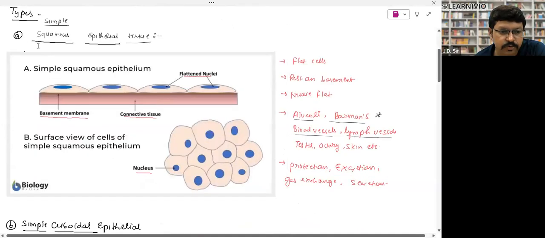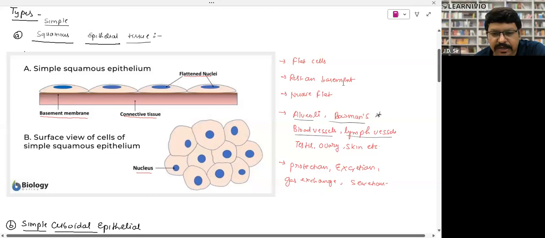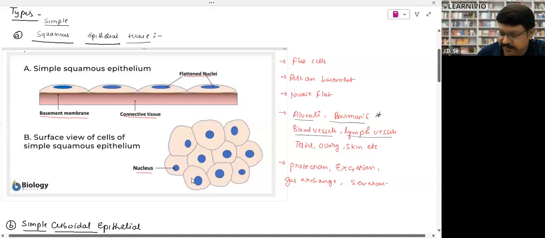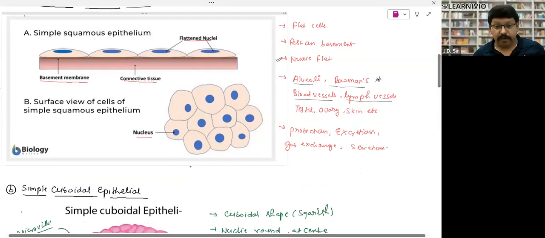Further, we divide epithelial tissue into three types. So this is the squamous, right? Simple squamous epithelial tissue. There is a basement membrane. It works like an adhesive, and there is connective tissue. Over the connective tissue are the flat cells which have a flat nucleus, right? So they make the outer lining. They rest on the basement membrane. Their nucleus is flat. This question I have seen: their nuclei are flat, right? And the most frequently asked question is where they are found. So you have to remember.